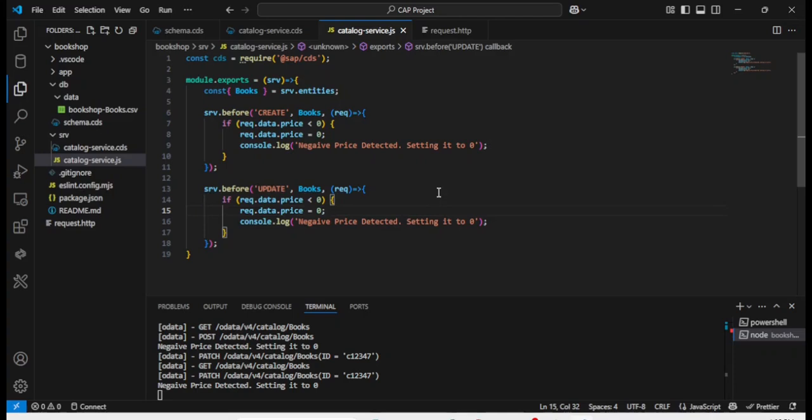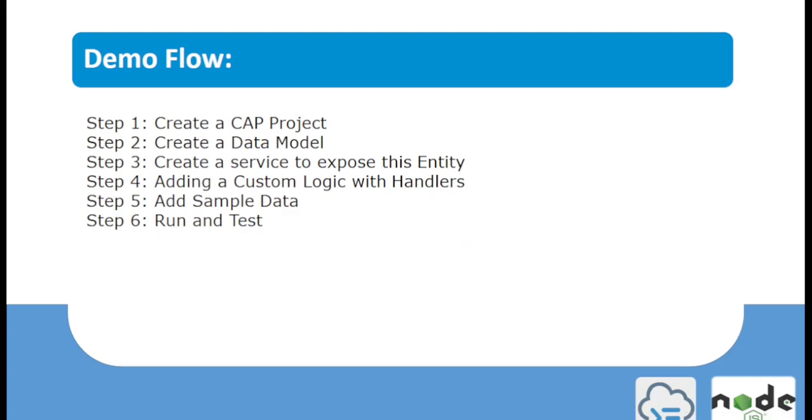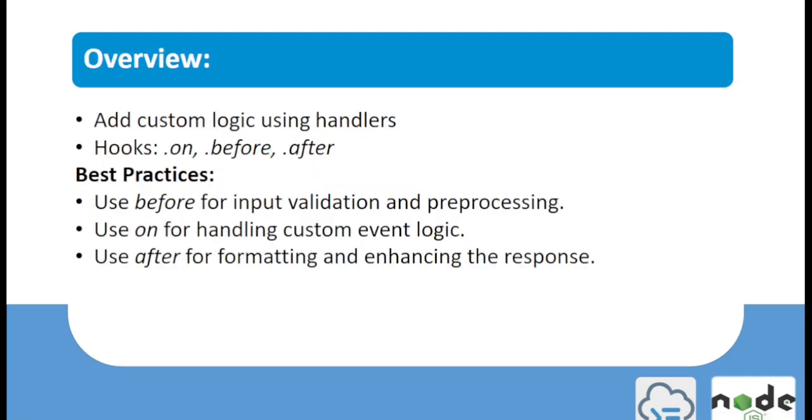That's it, guys. We have successfully added custom logic using before handlers in an SAP CAP project. This helps keep data consistent and avoids invalid entries. Finally, to conclude, whenever an event is triggered on an entity, we can implement the custom logic using 3 hooks: on, before, and after. We use before for input validation and pre-processing of the data, on for handling custom event logic, and after for formatting and enhancing the response.